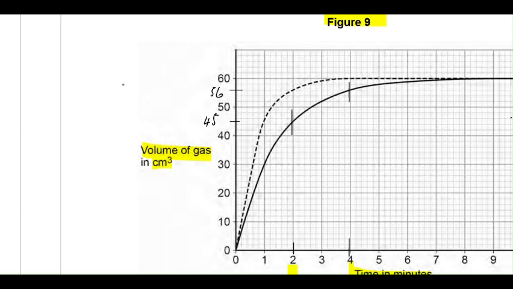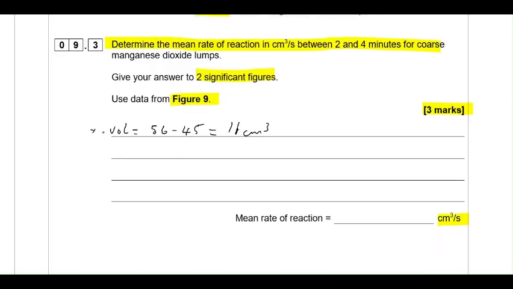We then need to work out the difference between 56 and 45. So we do a little sum and we can see that is 11. So between 2 minutes and 4 minutes, we've produced 11 cubic centimetres of gas. And this has happened in 2 minutes. So if we move down to the answer space, the volume of gas, as we've just said, 56 take away 45 is 11. Time is 2 minutes, but remember, the units for the mean rate must be in centimetres cubed per second. So we convert minutes to seconds by multiplying by 60, and that gives us 120 seconds.